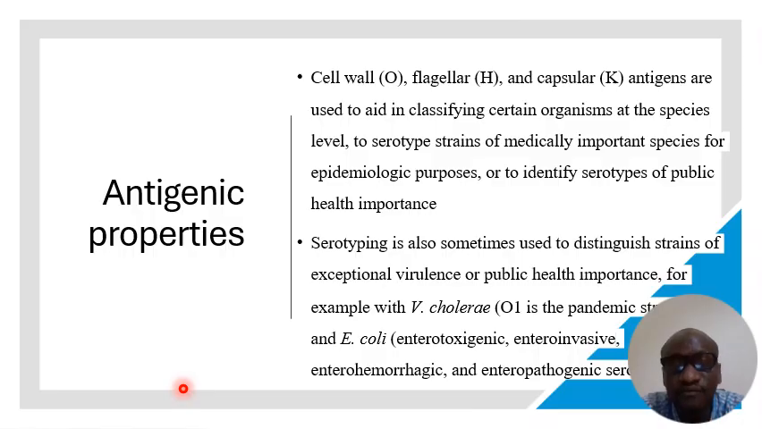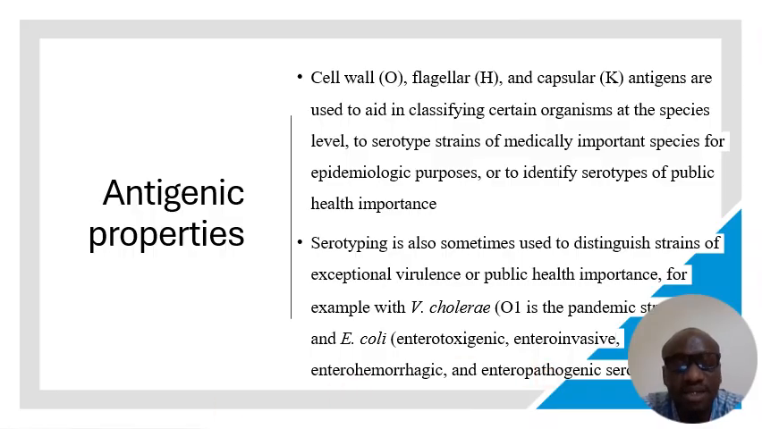So serotyping is also used to distinguish strains of exceptional virulence or organisms of public health importance. For instance, Vibrio cholerae O1 is the pandemic strain, and E. coli, enterotoxigenic, enteroinvasive, enterohemorrhagic and enteropathogenic serotypes are usually known for causing different types of infection, and they can be identified based on the serotyping. This serotyping helps us to differentiate individual E. coli or differentiate Vibrio cholerae that is of pandemic strain.